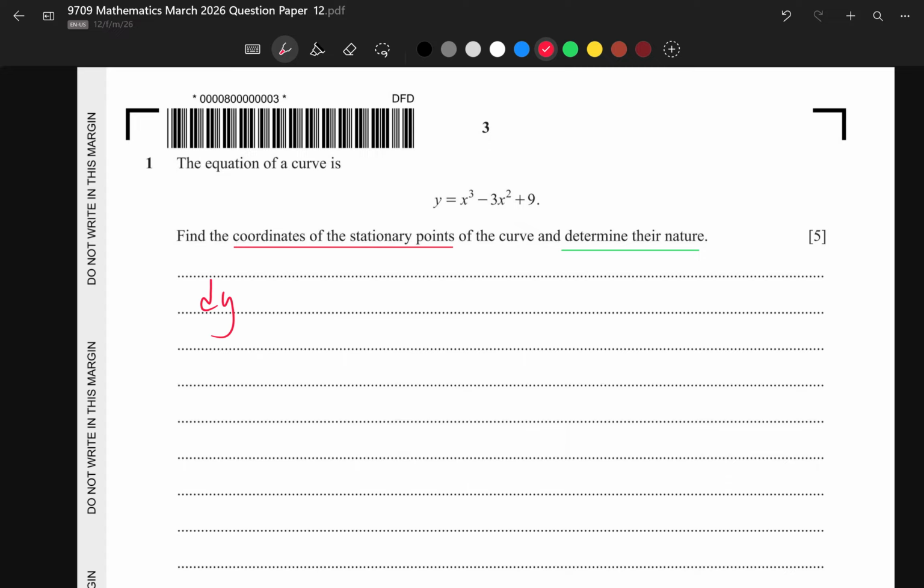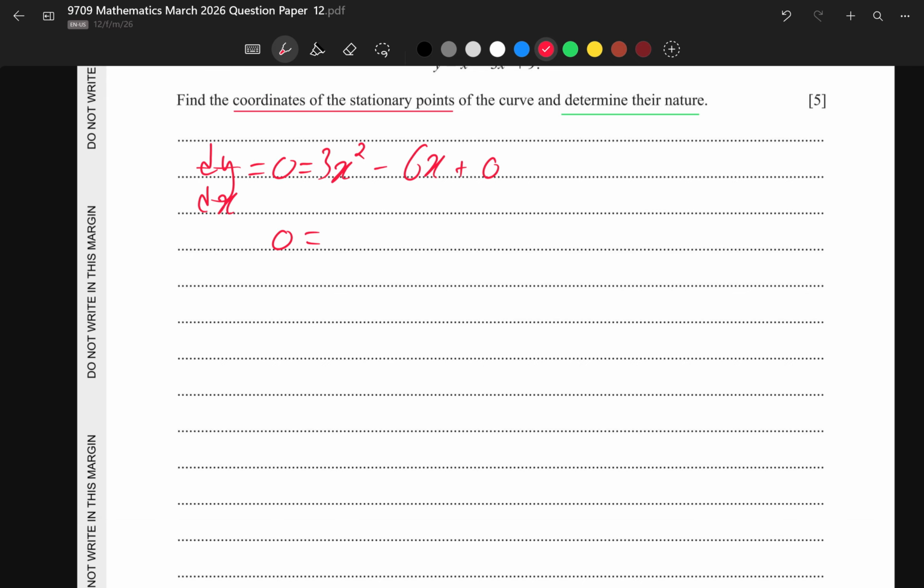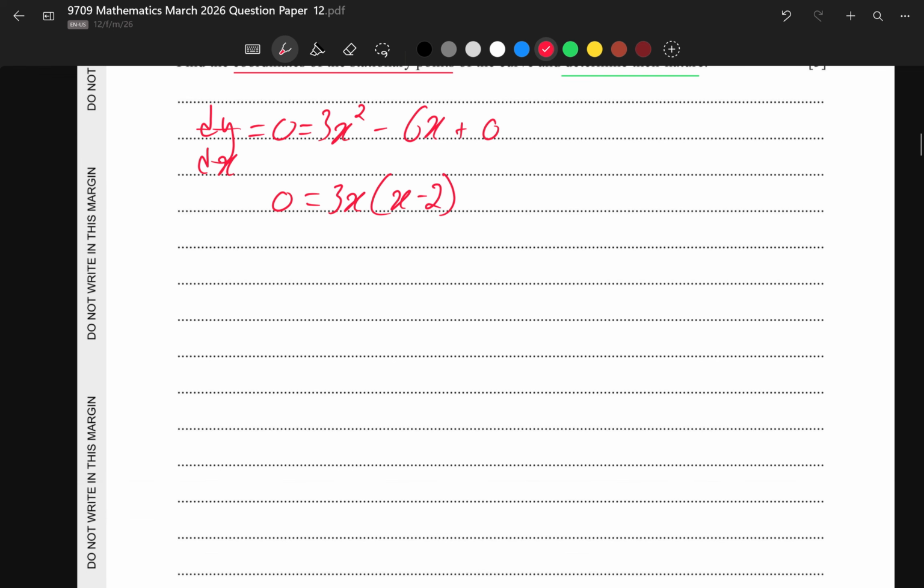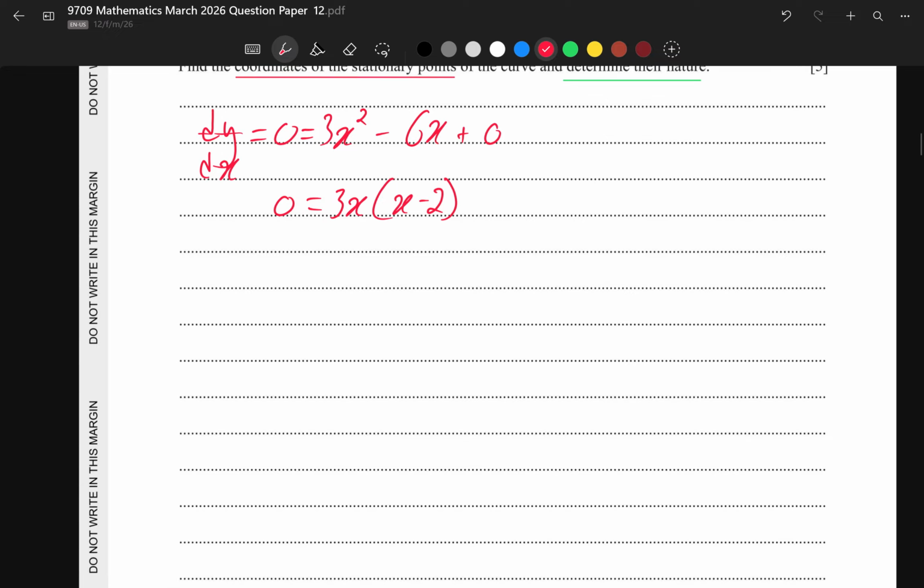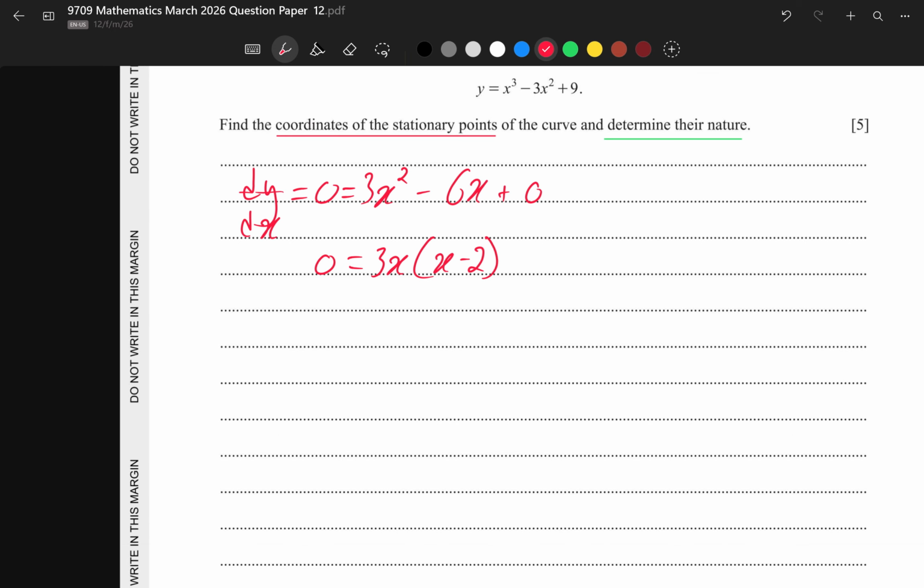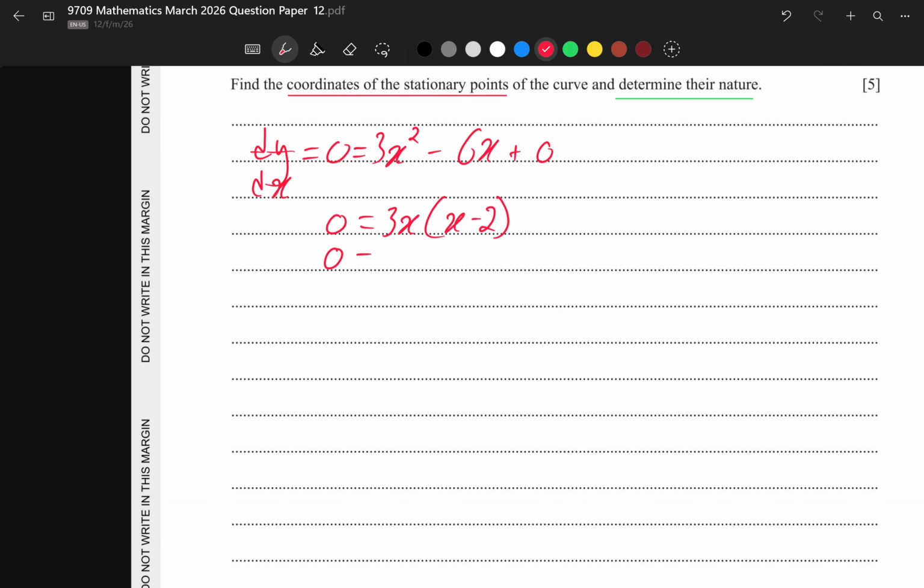So dy/dx equals 0, which is equal to 3x squared minus 6x plus 0. Now if we take 3x common, we'll get 3x times (x minus 2). We just factorized it, and now we have 3x equals 0 and x minus 2 equals 0. So from here, x equals 0 and x equals 2.